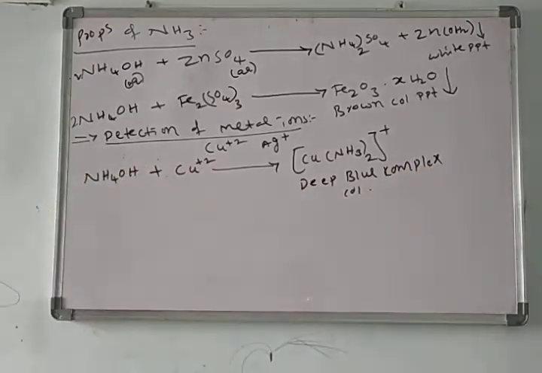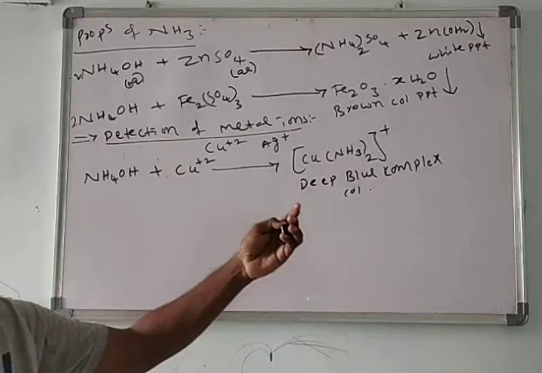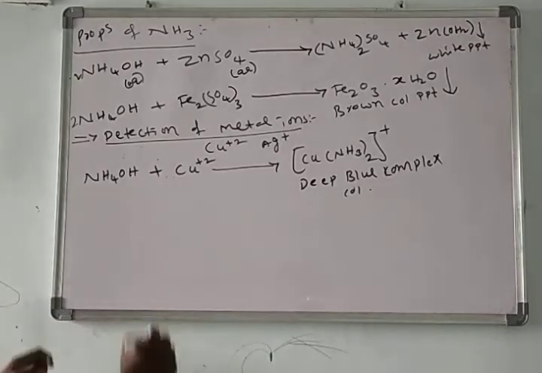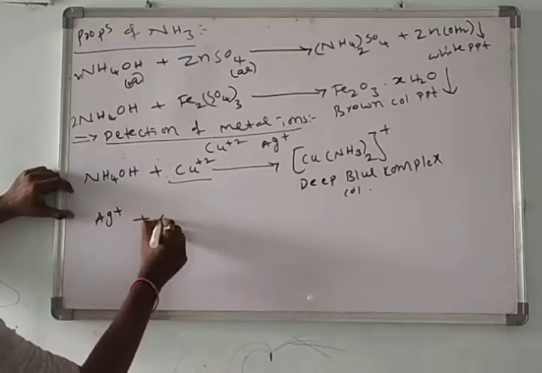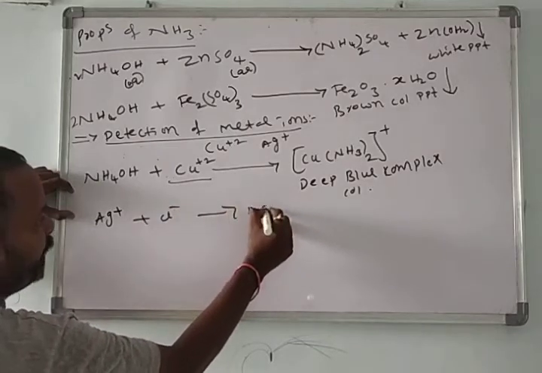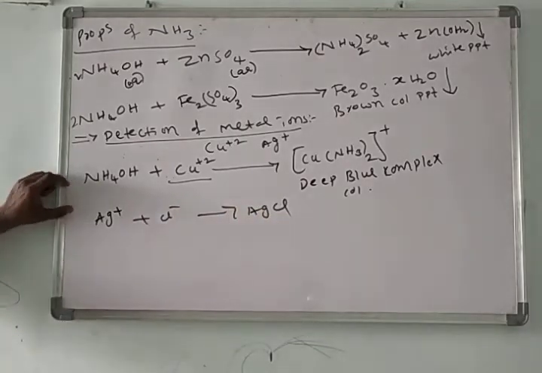Okay, here formation of the deep blue color complex indicates presence of Cu+2 ions. For example, one more is there. Ag+ reacts with the Cl- and forms AgCl, a white color precipitate.